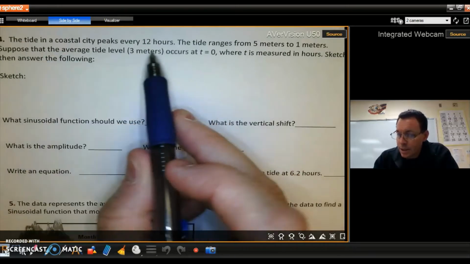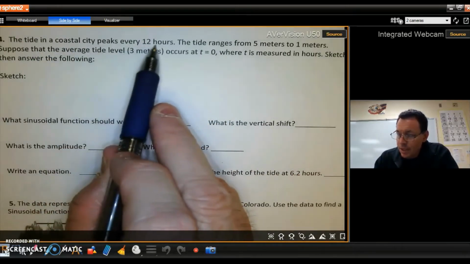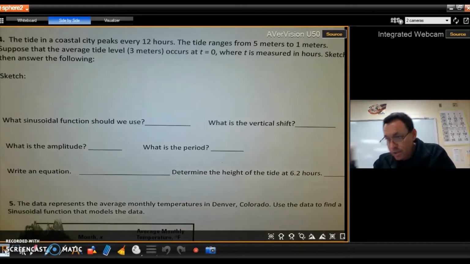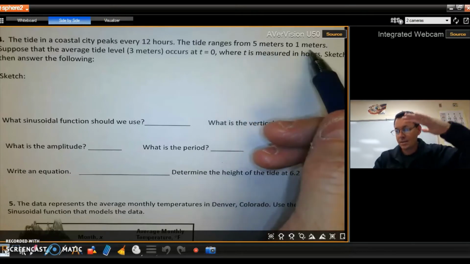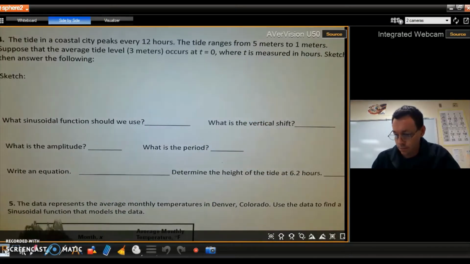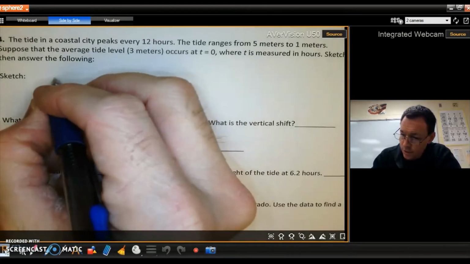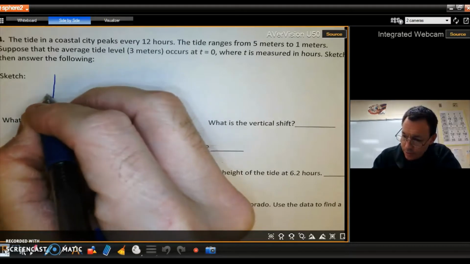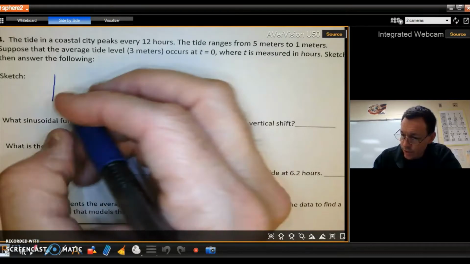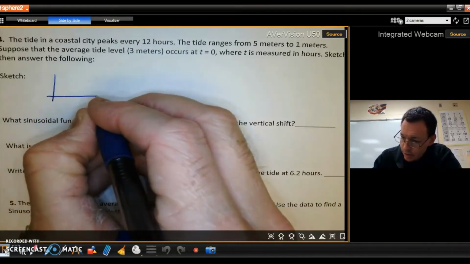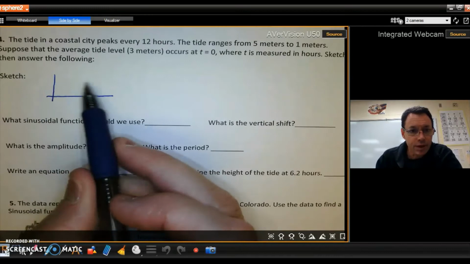So take a look. The tide peaks every 12 hours. The tide ranges from 5 meters to 1 meter. So 5 meters, that's the high tide, and 1 meter, that's the lowest it's going to be. Suppose that the average tide level, which would be 3 meters, occurs at time equals 0. Okay, so here's what they're saying. If we were to look at a graph, and everything's positive here, 5 to 1 and a 3, I'm going to draw my graph a little heavy on the high side there.